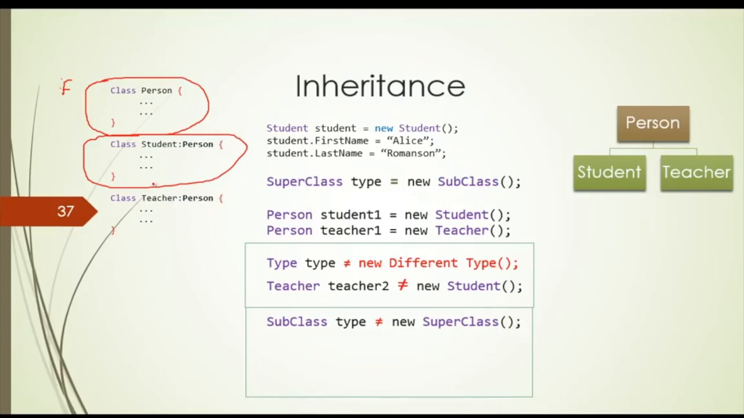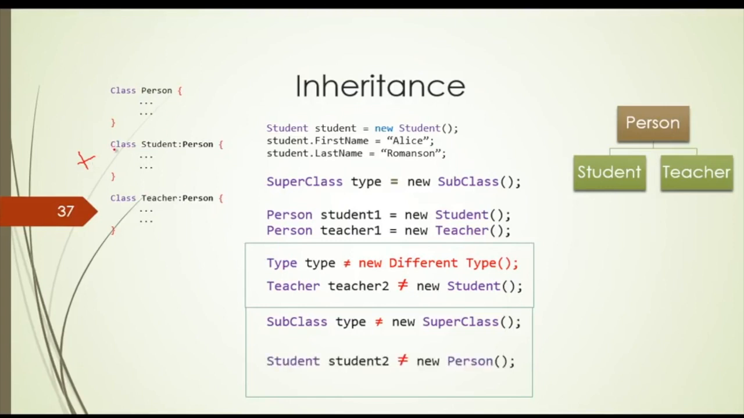That's very interesting. As I said earlier, a student class has all the properties of person, plus some extended properties. So it really needs those extended properties to be instantiated, but a person has fewer properties than a student. So a student class cannot be created from a person class. If you try to create a student object from a person class, you will fail, and if you try to create the teacher object from the person class, you will also fail.